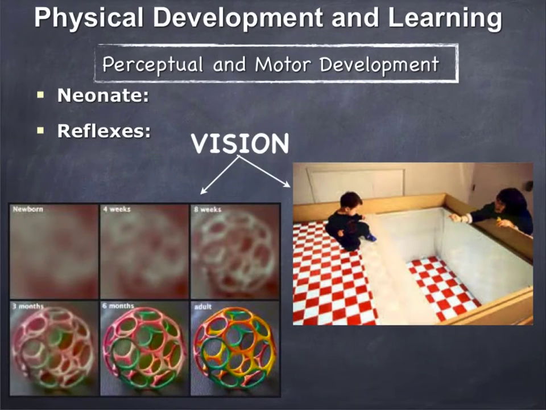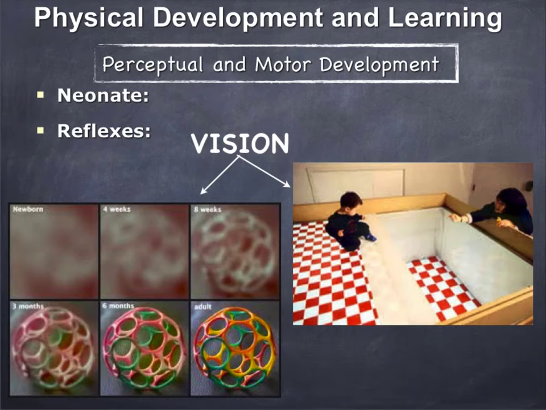Now, if we move forward into perceptual and motor development, we can start with the neonate, which is a newborn up to about 1 month. And within the neonates, there are reflexes, or inborn unlearned responses. Vision is about 20/600 at birth, and 20/20 is reached at about 2 years. You see the image on the bottom left-hand corner there, showing how that develops over time.